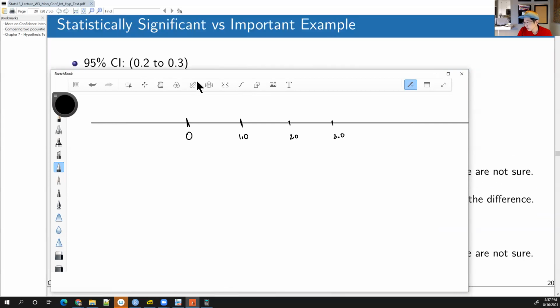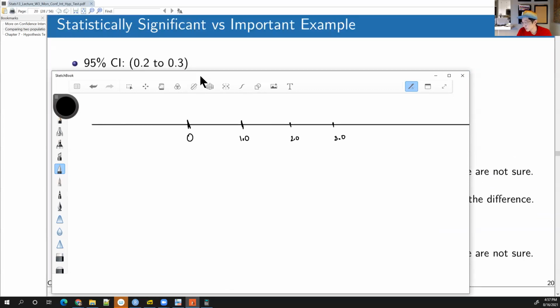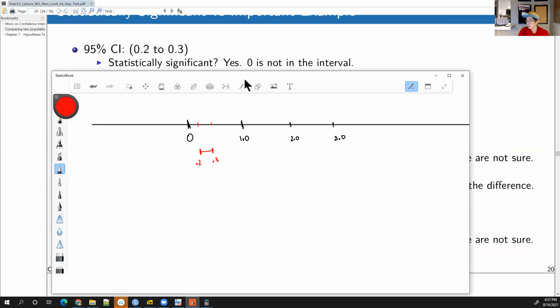All right, so our first confidence interval goes from 0.2 to 0.3, which goes somewhere from here to here. So 0.2 to 0.3, we're going to say, is that statistically significant? And the answer is yes. 0 is not inside the bounds of the interval, right? So here we have a difference that is statistically significant.